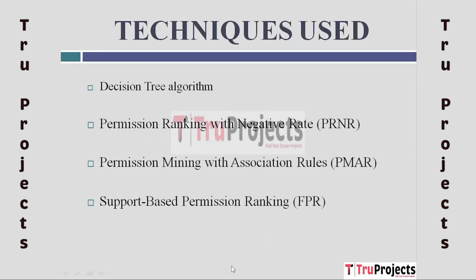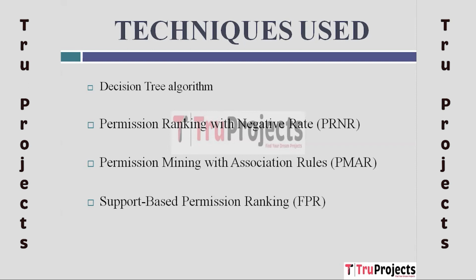Techniques used. In this project, the main machine learning algorithm used for Android malware detection is decision tree algorithm. Decision tree is a supervised learning algorithm used for classification tasks. It creates a tree-like model by recursively partitioning the data into subsets based on the feature values. Each internal node represents a decision based on a specific feature, and each leaf node represents a class label.